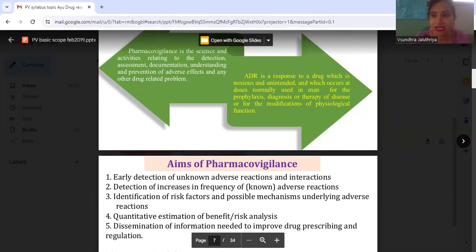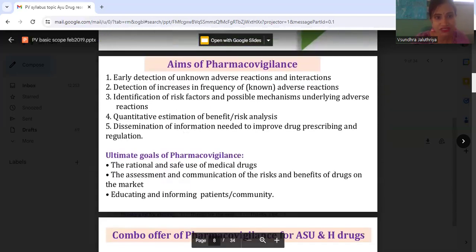And then we talk about the aims of pharmacovigilance. The aims are: early detection of unknown adverse reactions and interactions; detection of increases in the frequency of adverse reactions; identification of risk factors and possible mechanisms underlying the adverse reactions; quantitative estimation of benefit and risk analysis; and dissemination of information needed to improve drug prescribing and regulation.